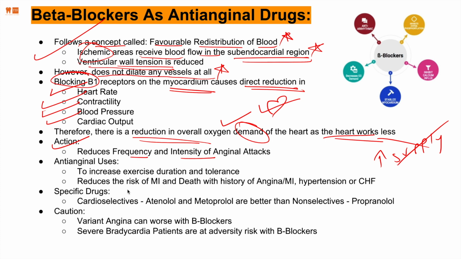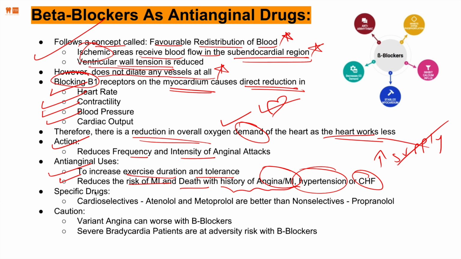Beta blockers. The anti-anginal use is to increase exercise duration and tolerance. And it reduces the risk of MI and death, especially in people who already have a history of angina and MI, who have hypertension, or have had congestive heart failure. Those are the uses of beta blockers as an anti-anginal drug.